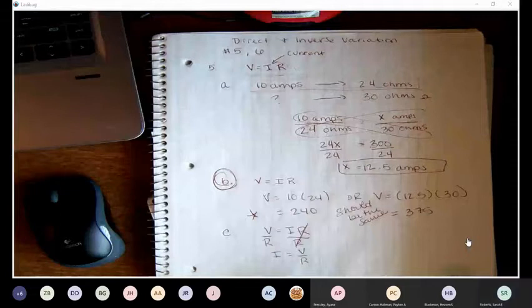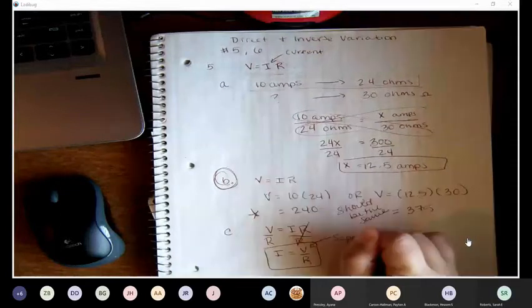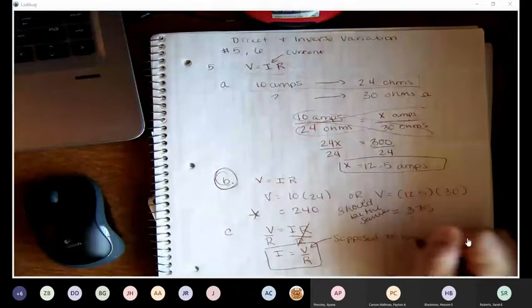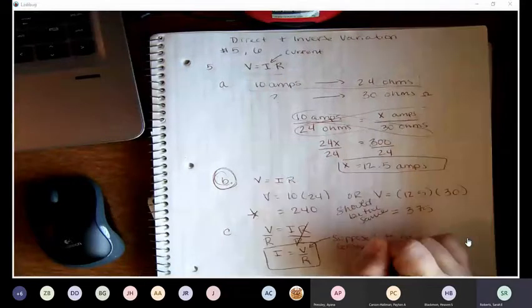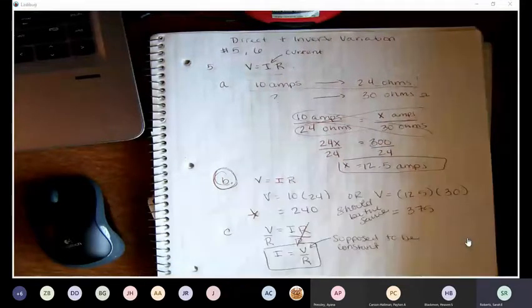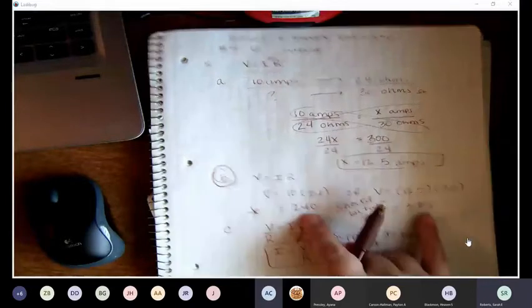Okay. This voltage is supposed to be a constant. But they didn't really give us enough information to be able to actually find that constant correctly, because we got two different ones up here.